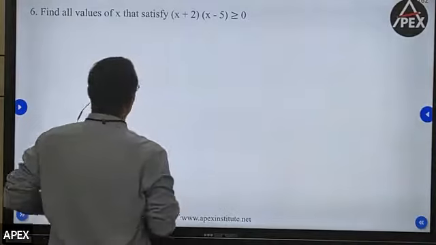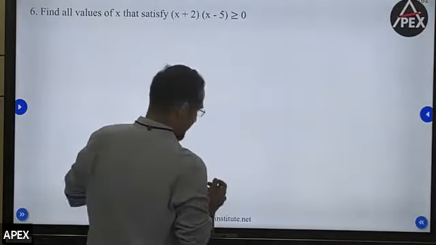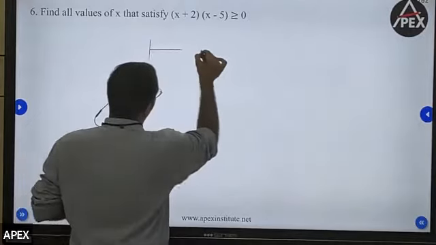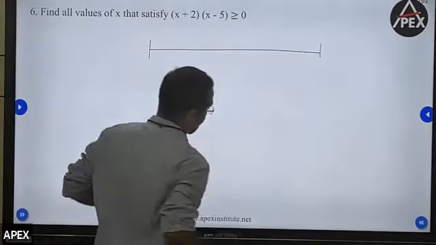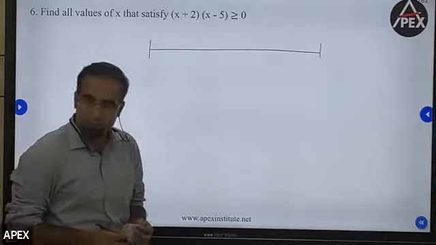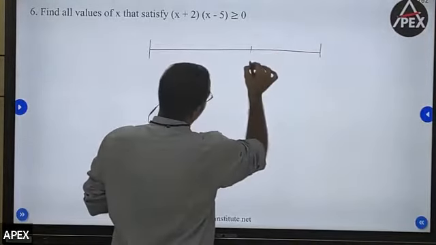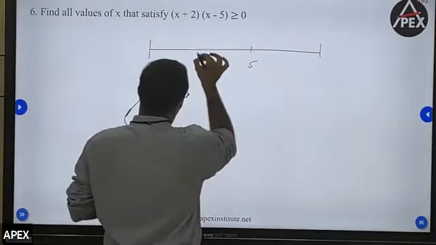So how do I solve this? Let's have it on a number line. On a number line, all I would do is plot both the zeros on my number line. This is a basic method which will help us in almost all the topics going forward in algebra.